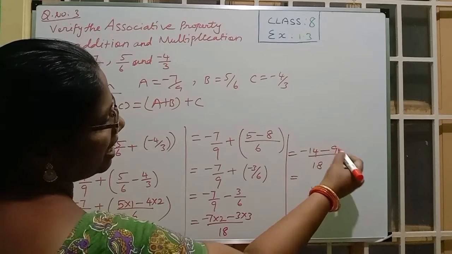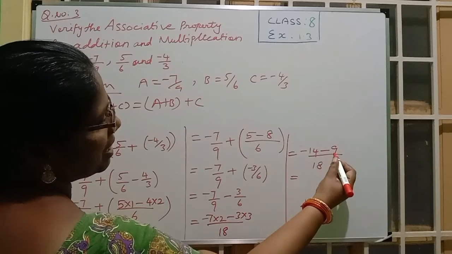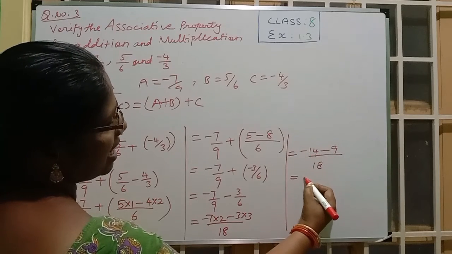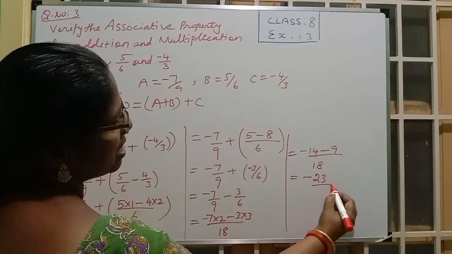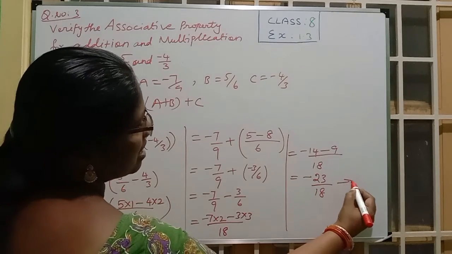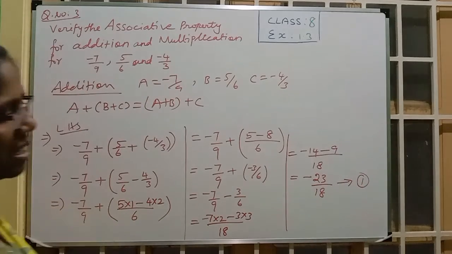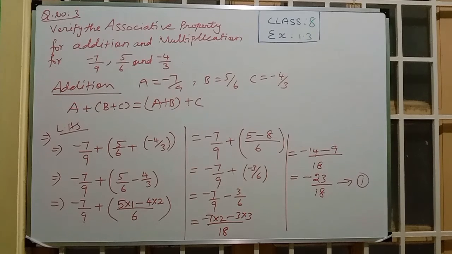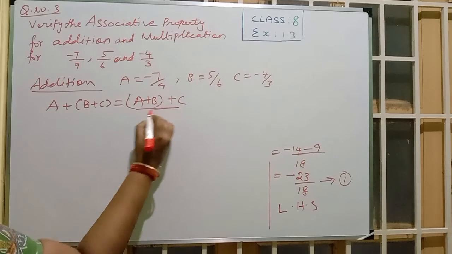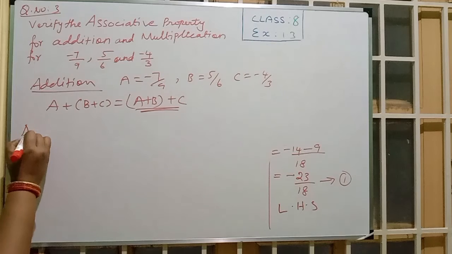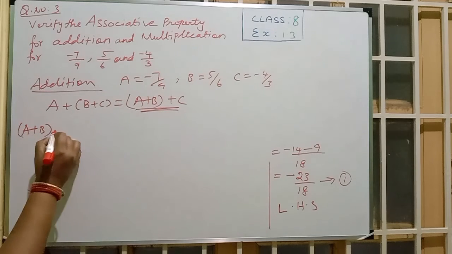Now like signs, so we need to add the numbers. 14 plus 9 is 23. Like sign is minus, so minus 23 divided by 18. This is considered number 1, because this is the value of LHS. Now I am considering RHS. RHS is (A plus B) plus C.